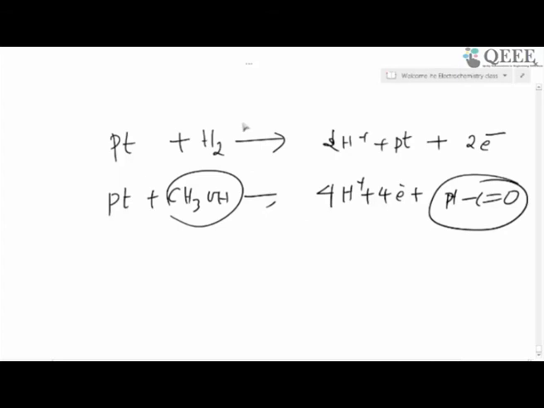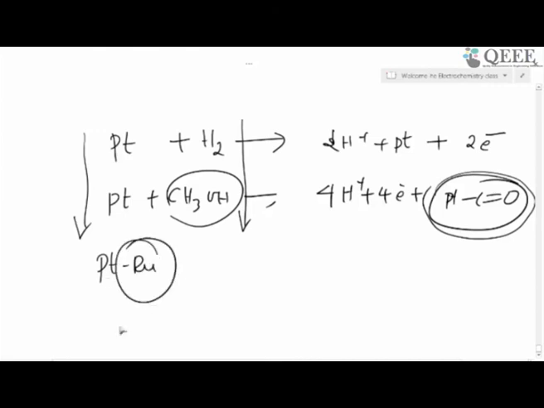So in principle, yes, any fuel can be used, but we may also have to change the catalyst in order to solve problems like this. In the case of the methanol fuel cell, instead of platinum, people use platinum ruthenium, because the ruthenium is expected to scavenge the carbon monoxide adsorbed on the platinum, thereby freeing the platinum sites for further reaction. So you can use other fuels, but you may have to change the catalyst that you are using for that fuel.